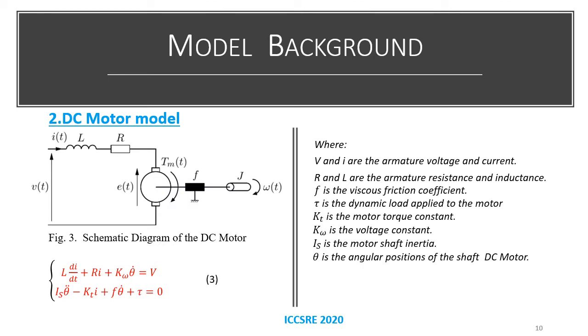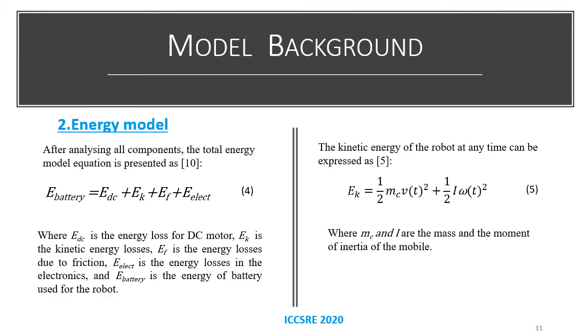To complete our study, we need a DC motor model. The DC motor behavior is characterized using an equivalent circuit model. The differential equations that describe the dynamic model are: After analyzing all components, the total energy model equation is presented as follows. The kinetic energy of the robot at any time can be expressed as equation 5.